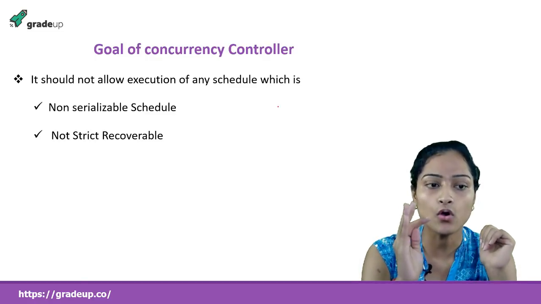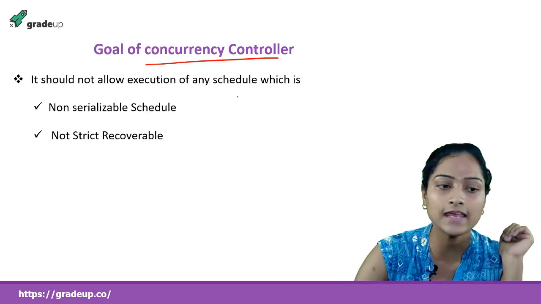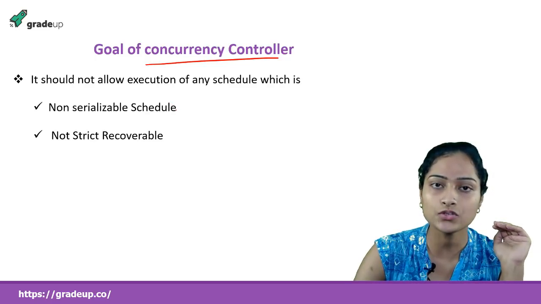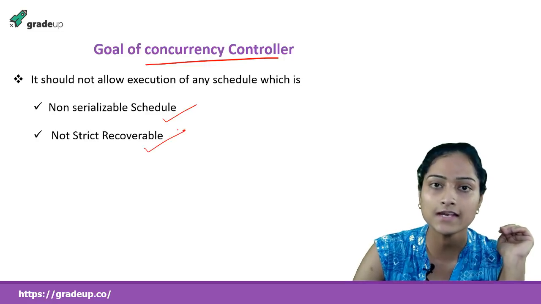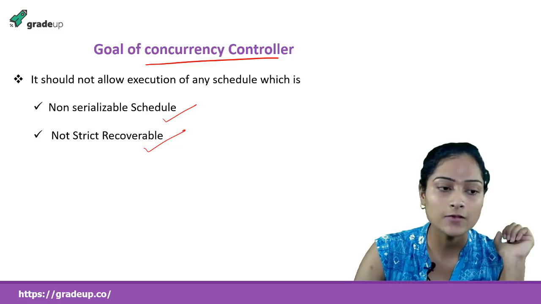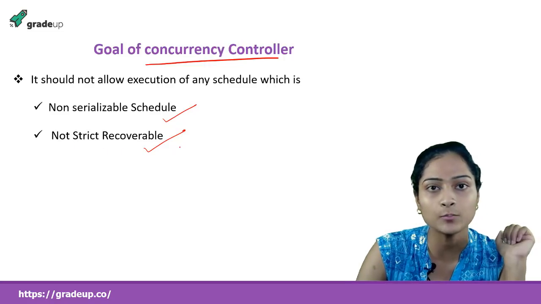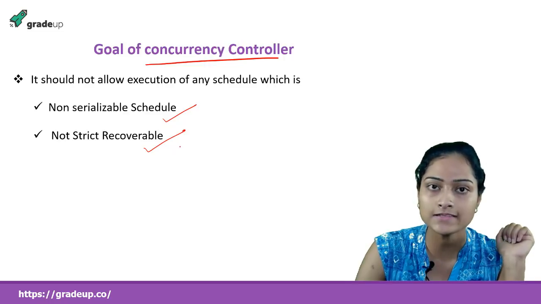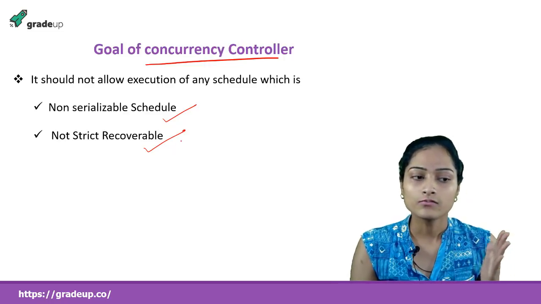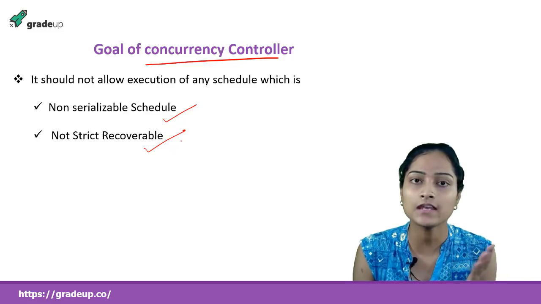So the basic goal of a concurrency controller in database management system is, we can say, it should not allow execution of any schedule which is non-serializable and not strict recoverable. Because if a schedule is not serializable and not strict recoverable, then it may lead to incorrect results and inconsistency in our database system. So, we have studied what is a serializable schedule, but we don't know how to achieve this serializability in our system.